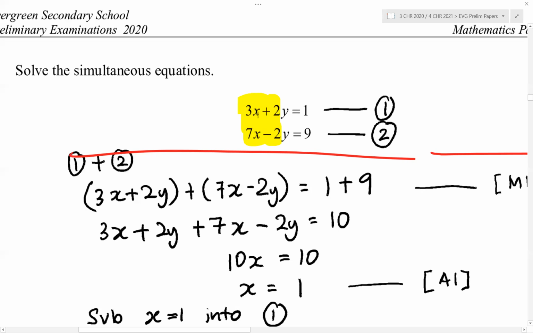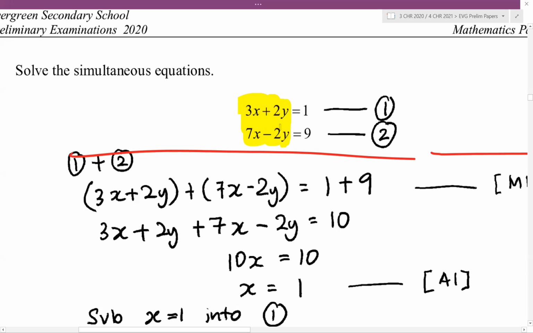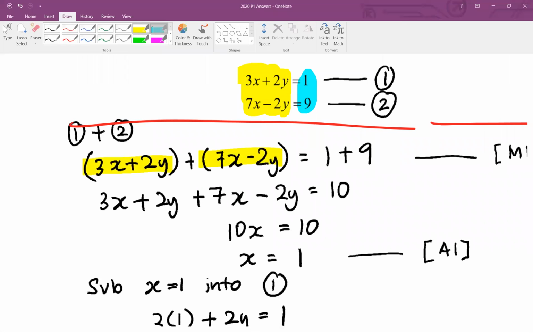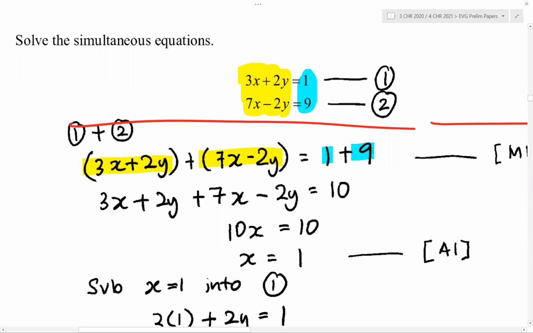Let's add the yellow color part and the blue color part. So this is the addition. Yellow highlighted, blue highlighted. We are adding. Okay, get a structure: left side plus left side equals right side plus right side. Does it make sense to you? Left plus left equals right plus right. Don't make sense? Don't agree?